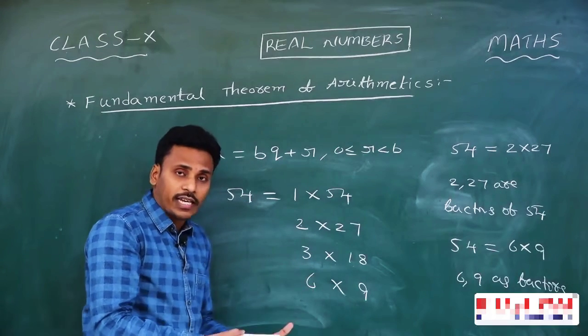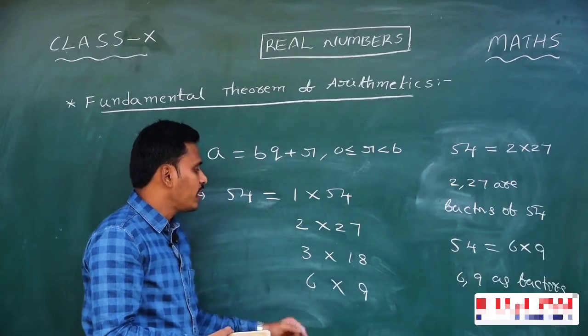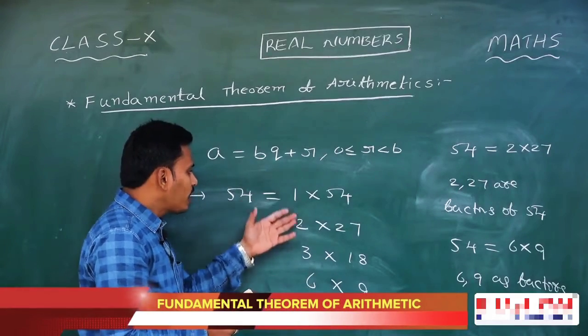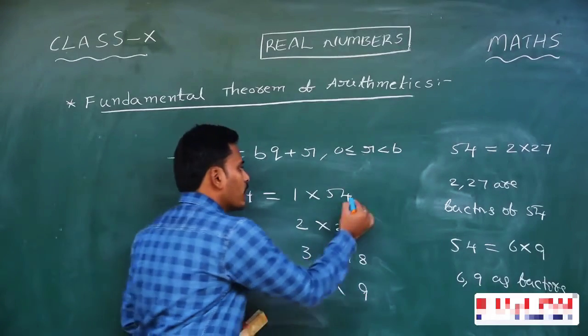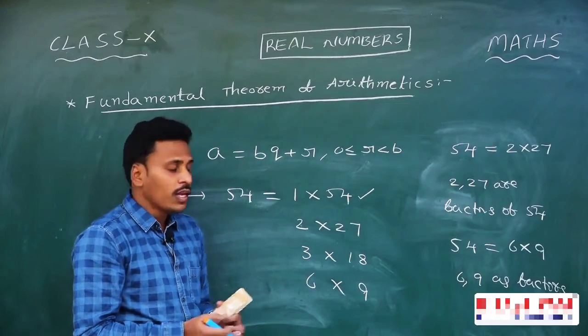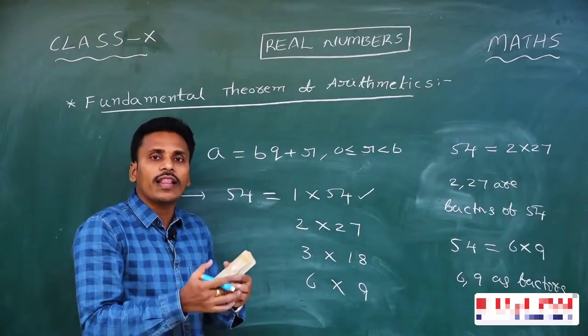Those in turn represent the list of all the factors of 54: 1, 2, 3, 6, 9, 18, 27 and 54. Among all these representations, look at the first one: 54 equals 1 into 54. This type of representation is possible for all numbers.